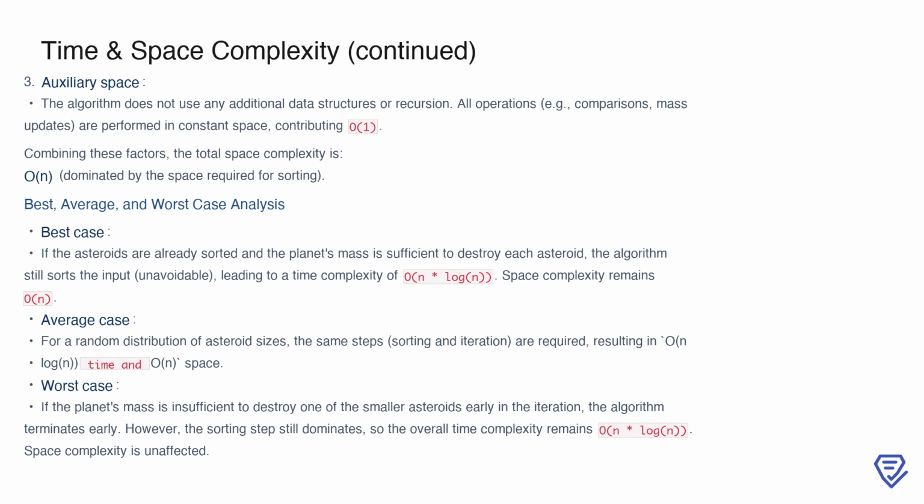For the average case, where asteroid sizes are randomly distributed, the same steps of sorting and iteration apply, resulting in the same complexities, O(n*log n) for time and O(n) for space. Even in the worst case, where the planet's mass is insufficient to destroy one of the smaller asteroids early in the iteration, the sorting step still dominates, keeping the time complexity at O(n*log n), with space complexity unchanged as well.